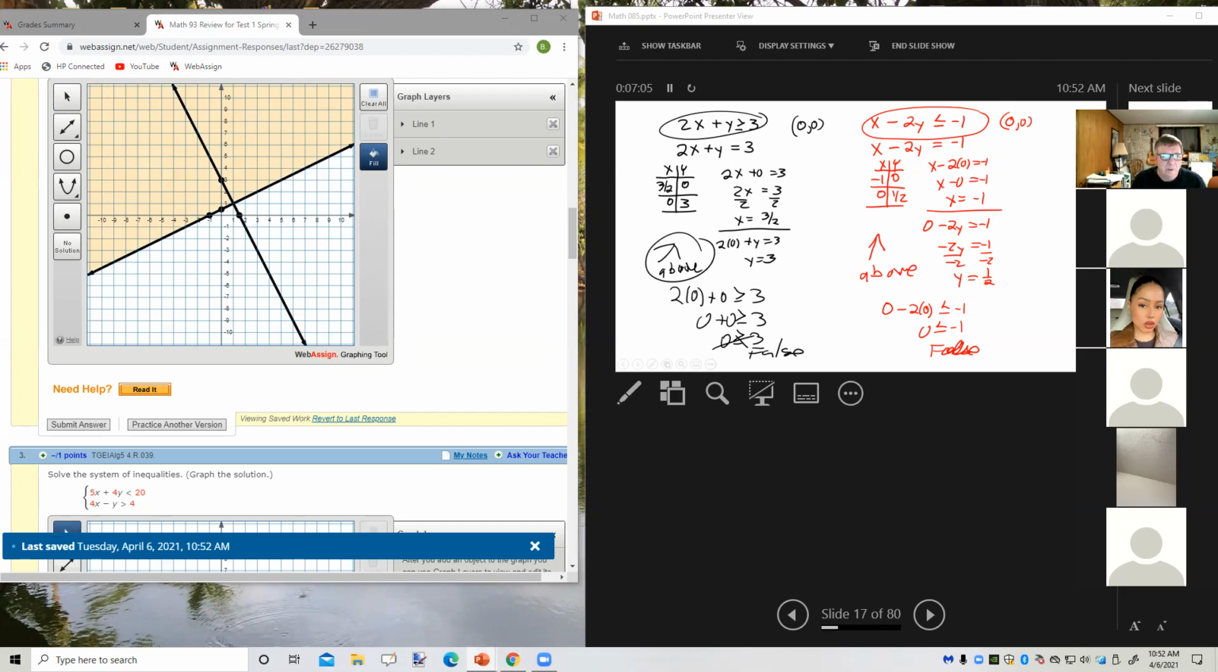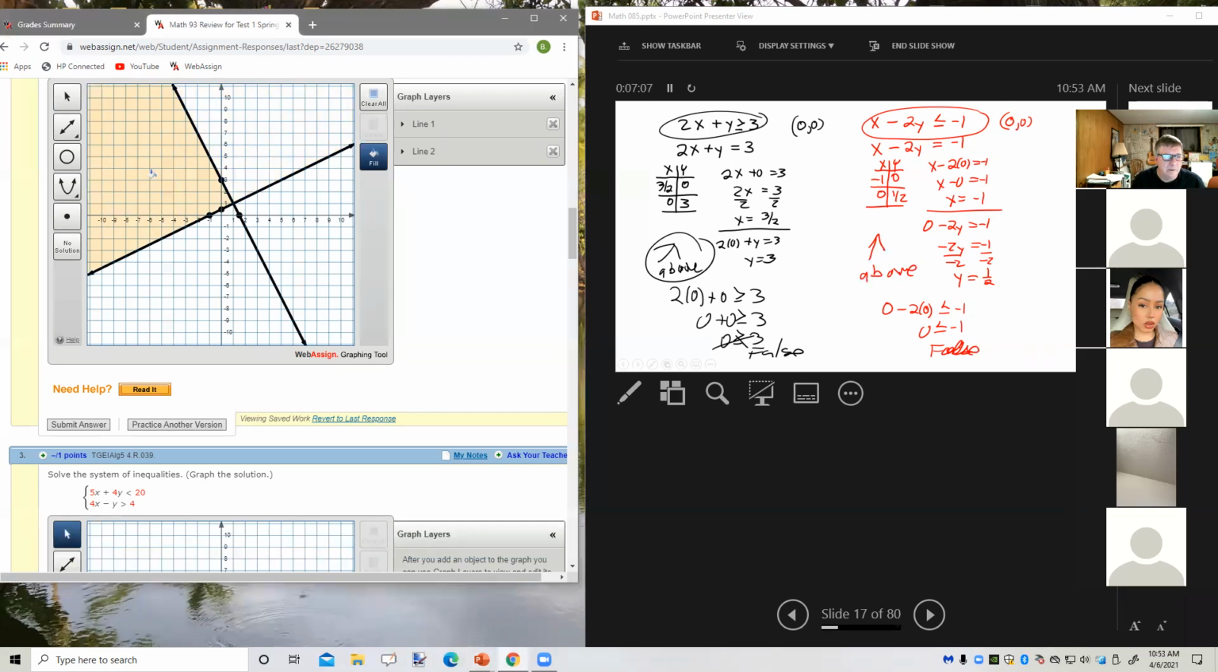So going back over here, in both cases, it's above. So for this line, the fill is above, which is here and here. For this line, the fill is above, which is here and here. So where do they overlap? On this one up here. So that is what our solution should look like.